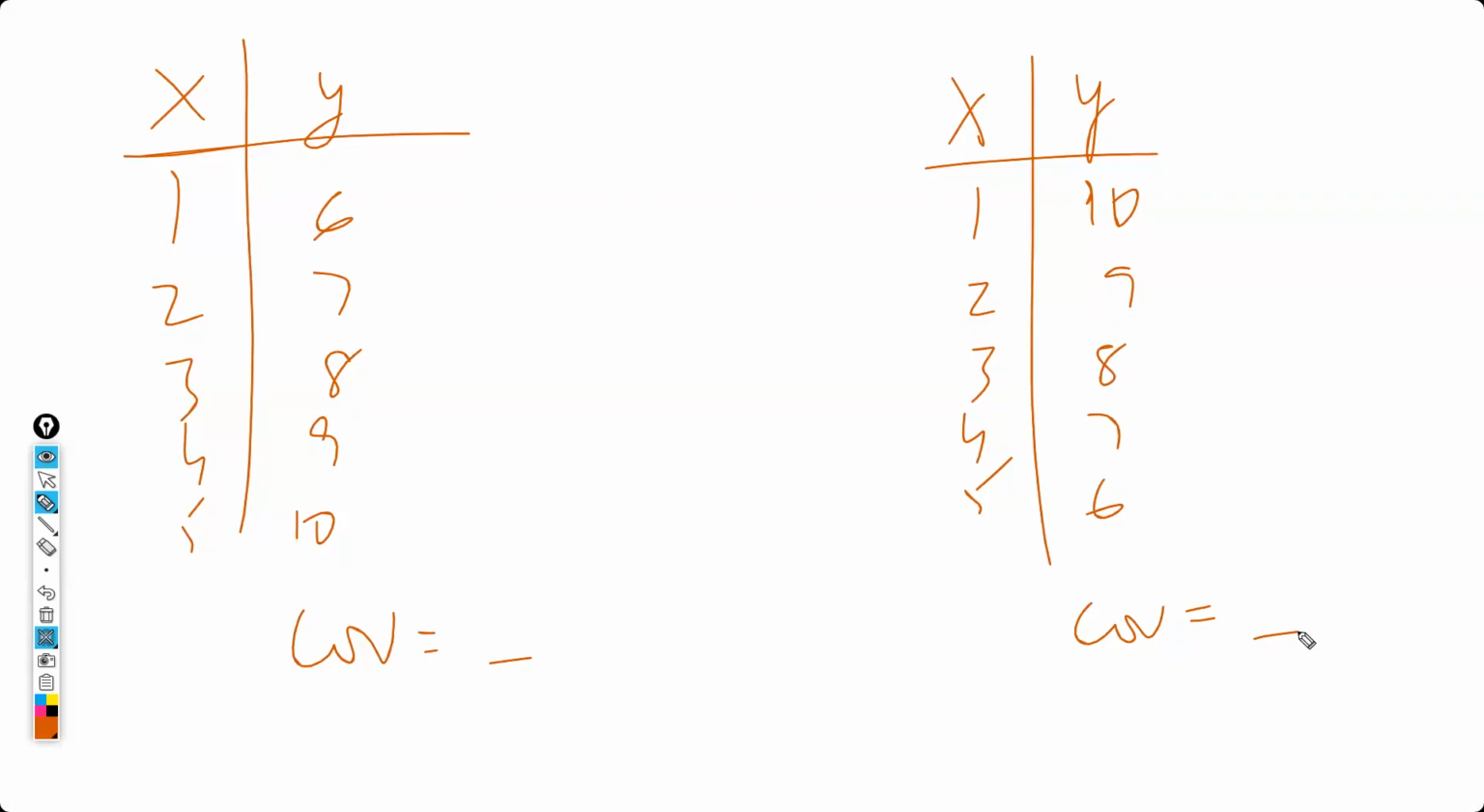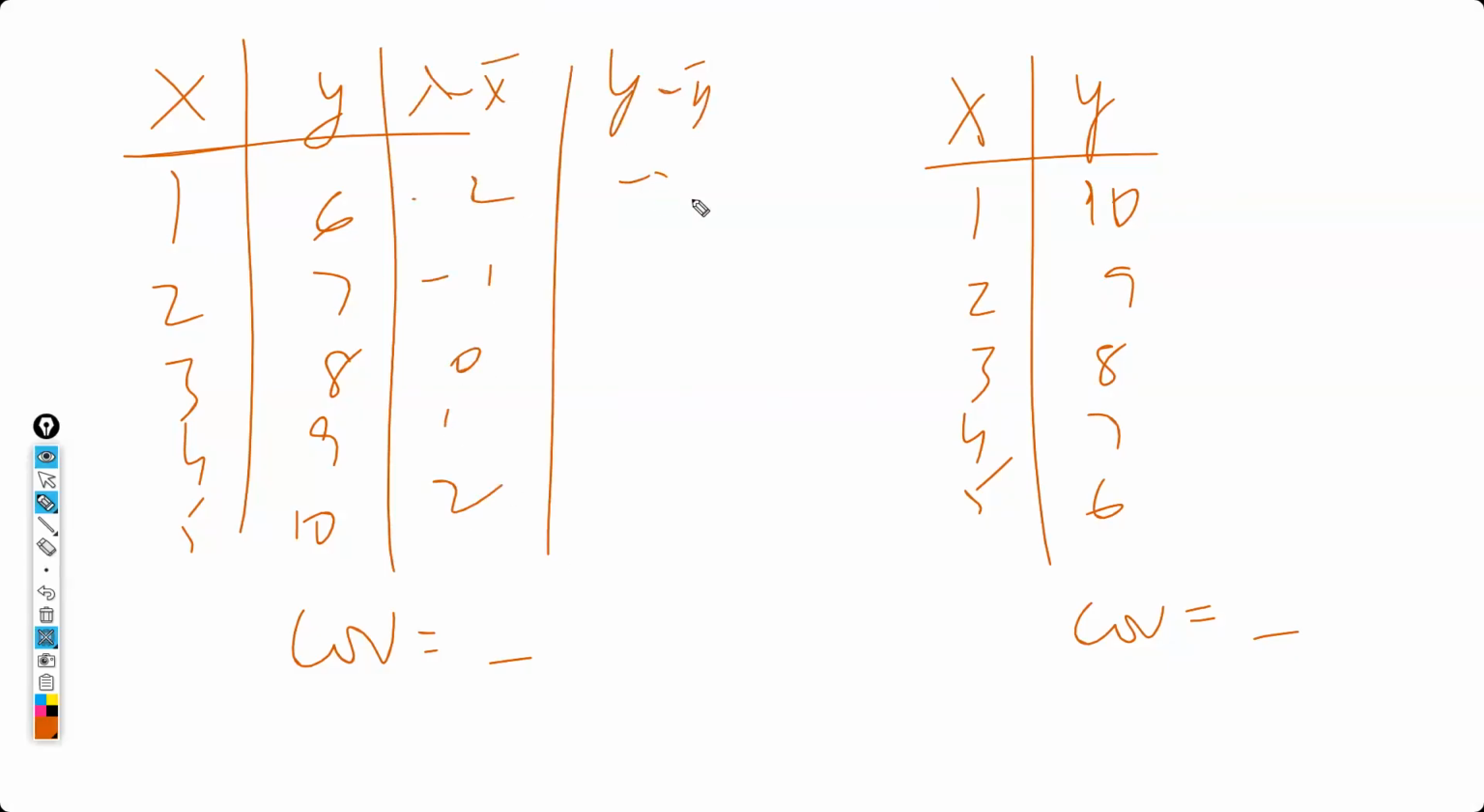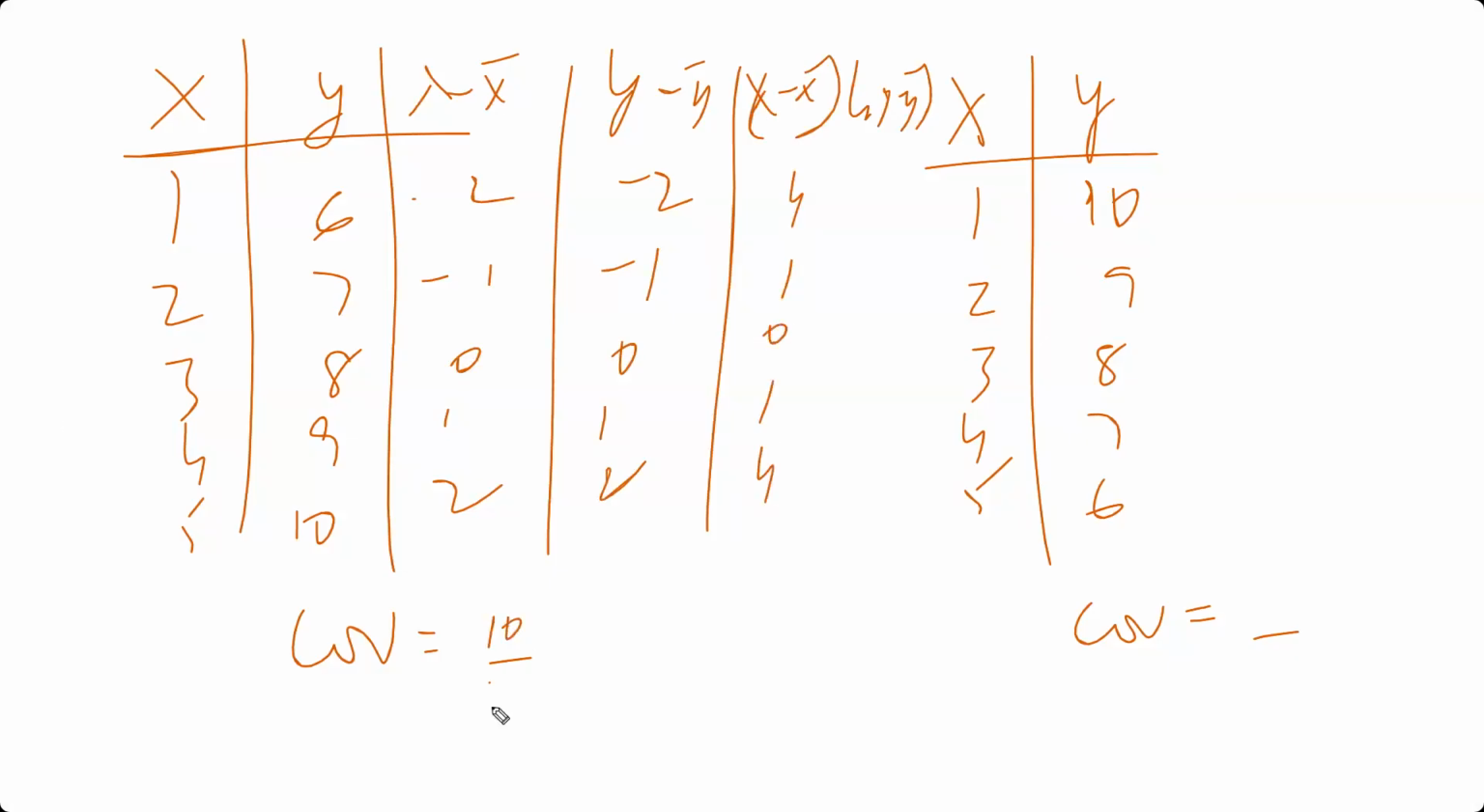Yeah, what is the answer for the first one? For the first example. For the first example, X minus X bar is minus 2, minus 1, 0, 1, 2. Y minus Y bar is also minus 2, minus 1, 0, 1, 2. X minus X bar into Y minus Y bar will be 4, 1, 0, 1, 4. Total is 10. 10 divided by 4 is 2.5.